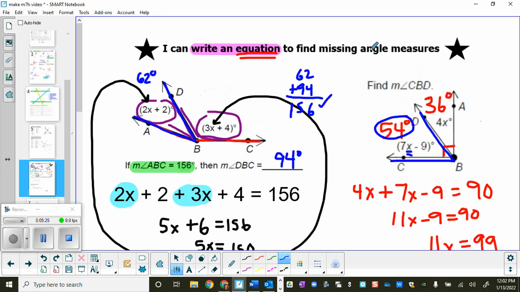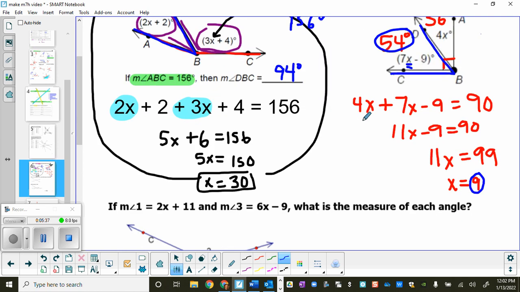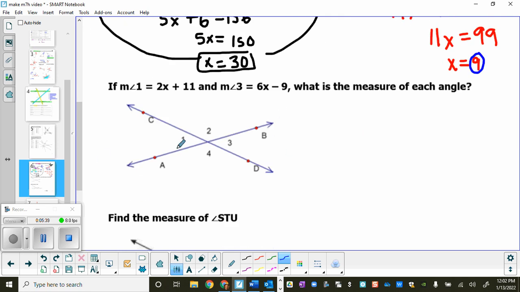So let me just go back to the title of today's notes. I can write an equation to find missing angle measures. See how we're setting up equations and solving for x and using that to find the missing angle measure. All right, now for this one, notice there's nothing in the picture, but in the statement, it tells us everything we need to know. It tells us right here that the measure of angle 1 is 2x plus 11. So right here, angle 1 is 2x plus 11. That's how many degrees that is. Now the measure of angle 3, which is over here, is 6x minus 9.